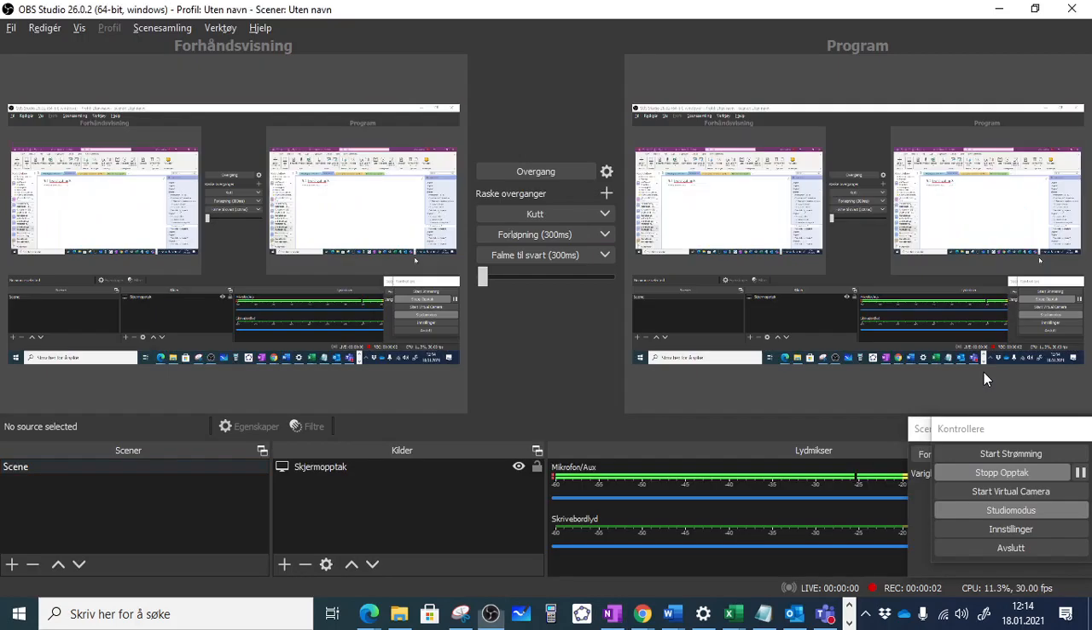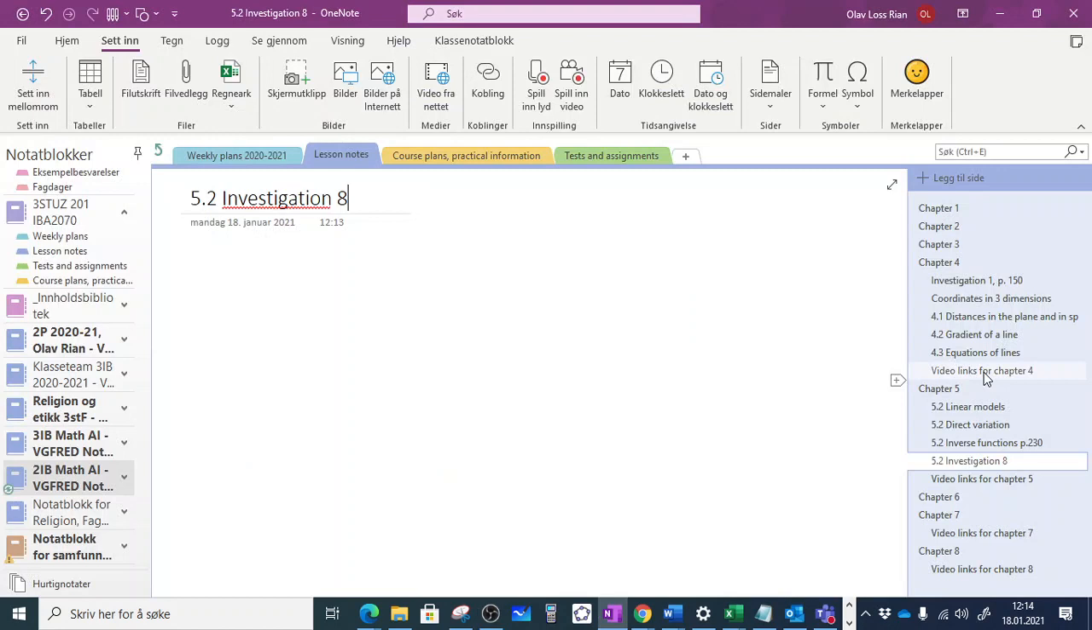Okay, so investigation 8. We're going to start with the first question here. 1. Consider the function f of x equals 2x plus 4. So this is recognizably a linear function. The first question is to explain why f has an inverse function, f minus 1. So why does the inverse function exist?